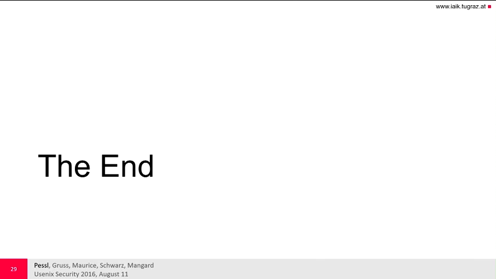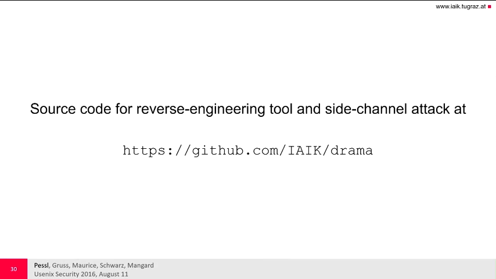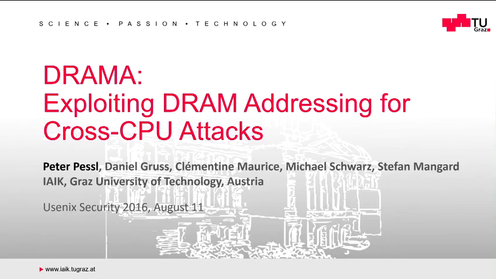So this brings me then to the end of Romeo and Juliet, but also coincidentally that of our presentation. As a final note, the source code for the reverse engineering tool and the side channel attack is available online, so you can download it now. You just have to set a few parameters and press start. You can reverse engineer the mapping on your own laptop. Okay, so then that's it. Thank you for your attention.